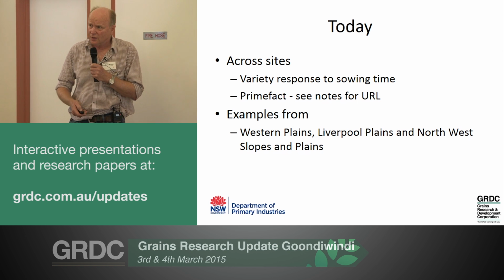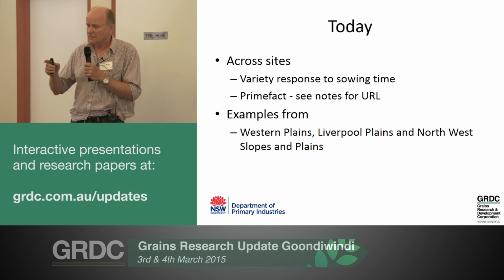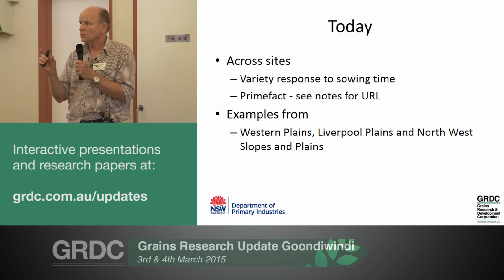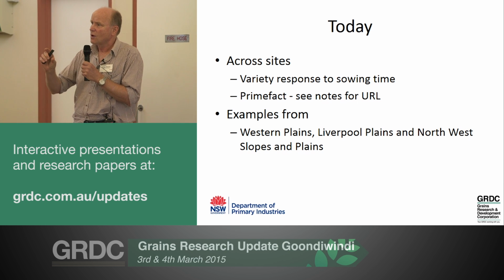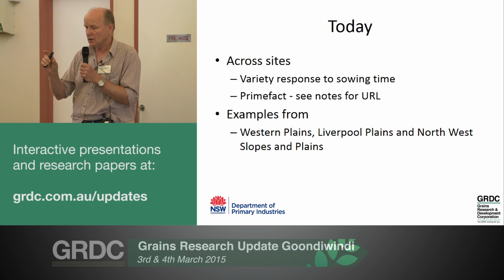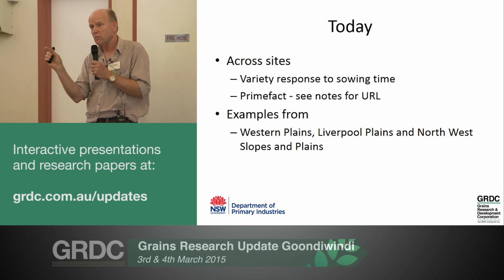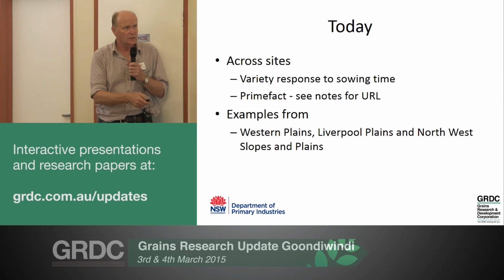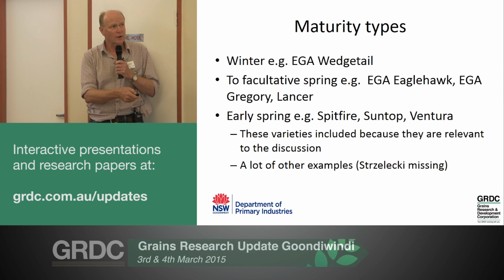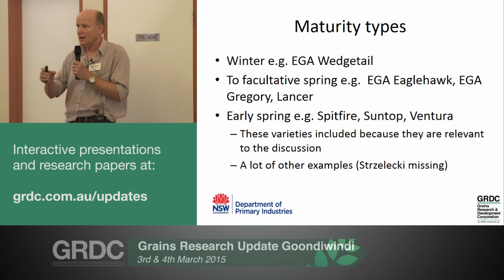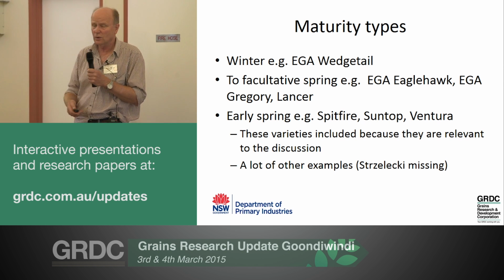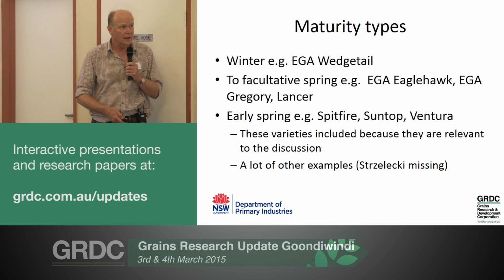The reason that we're doing that is pretty obviously there are varieties with a range of maturities. We are recommending, and the Queensland and the New South Wales crop sowing guides have got the varieties listed in their sowing window categories. We're actually recommending a range of wheats from winter, facultative springs to early springs, and they are gradually getting later in sowing. Now all that's a given.